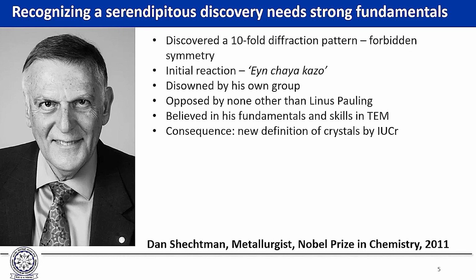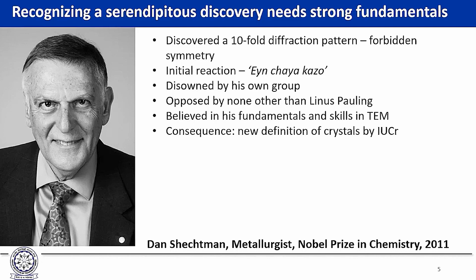Once he saw that geometry, he could not believe his eyes, and his reaction was "Eyn chayah kazo," which basically means such a beast cannot exist in his native language. What was the consequence of that? This literally changed the very definition of what a crystal is. People had a very hard time believing that this was anything beyond experimental error, and he was disowned by his own group and his group leader. Shechtman was opposed by none other than somebody like Linus Pauling, someone who had already won 2 Nobel laureates. But this is a story of courage.